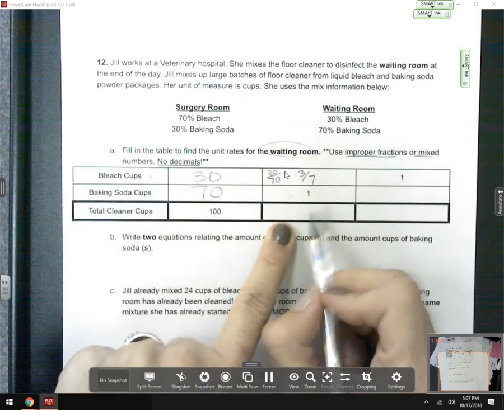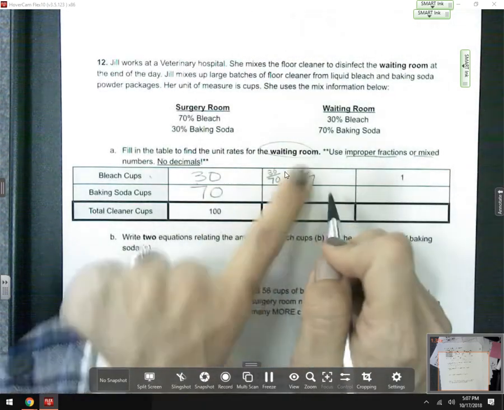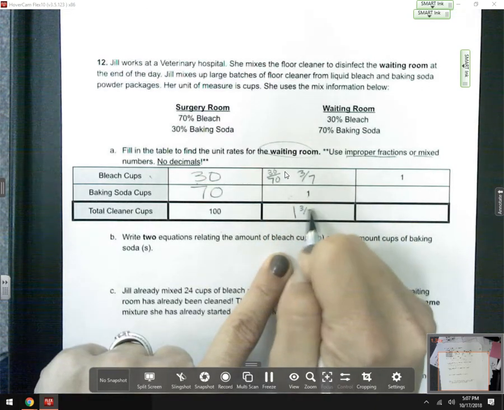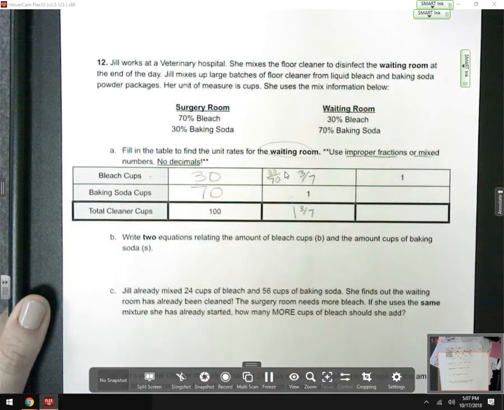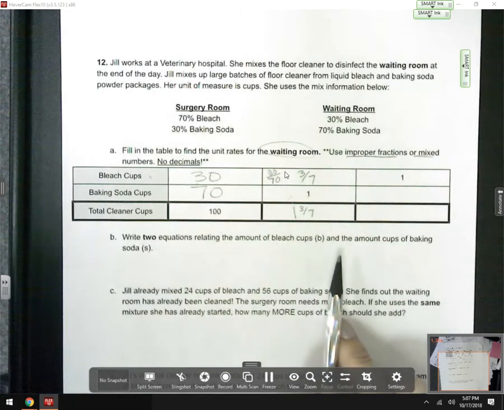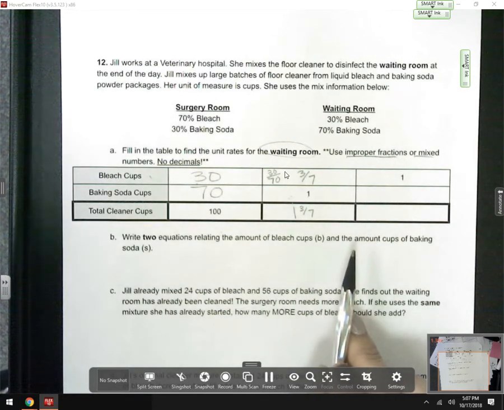So for the total cleaner, I'm going to add these together to get the whole, which is 1 and 10/7. Or sorry, 1 and 3/7. Goodness. Okay.